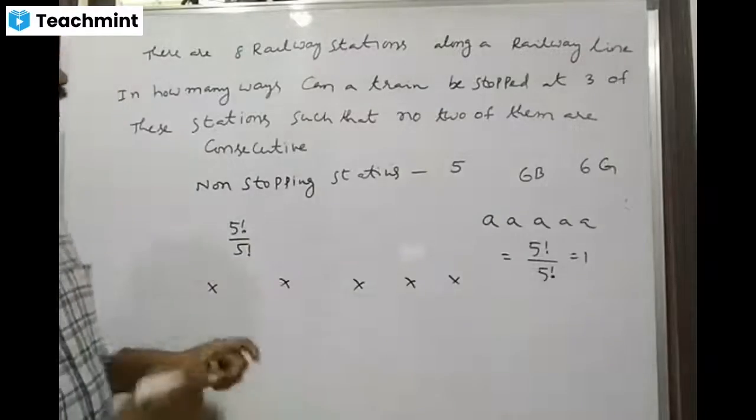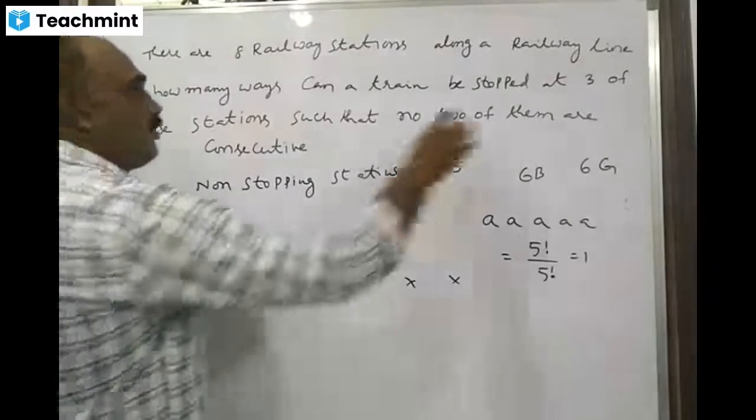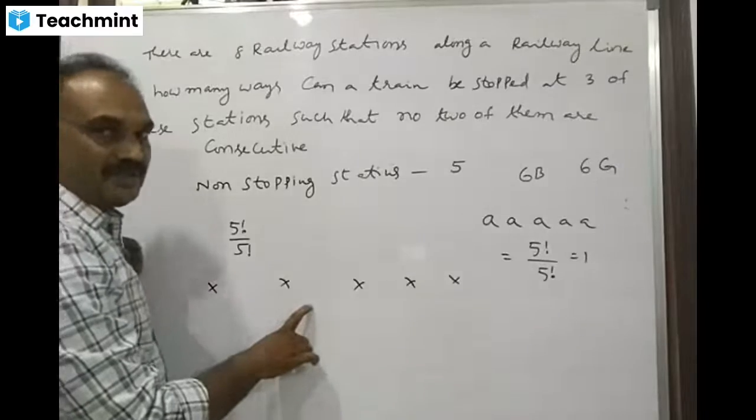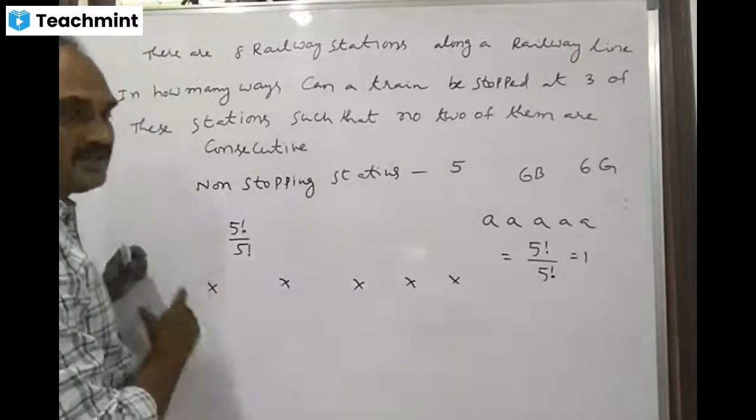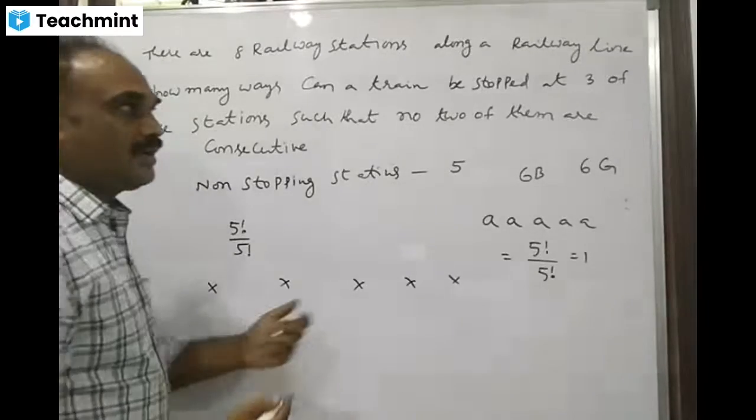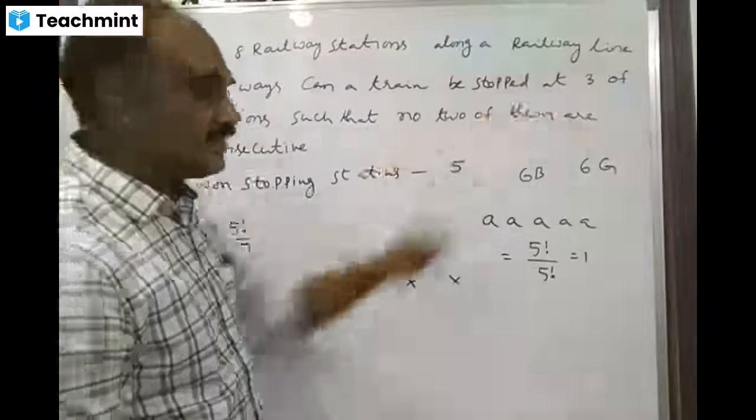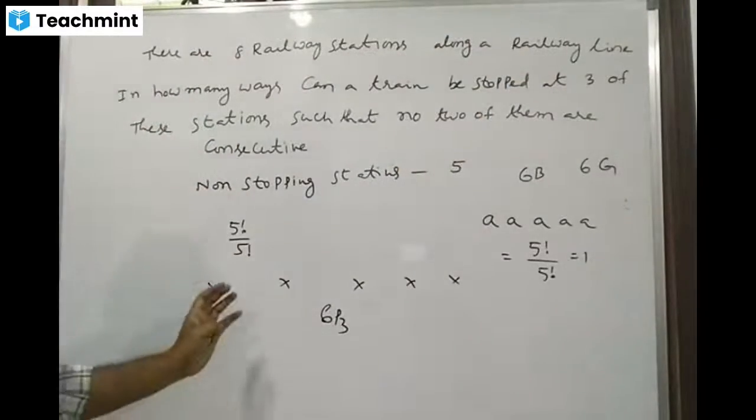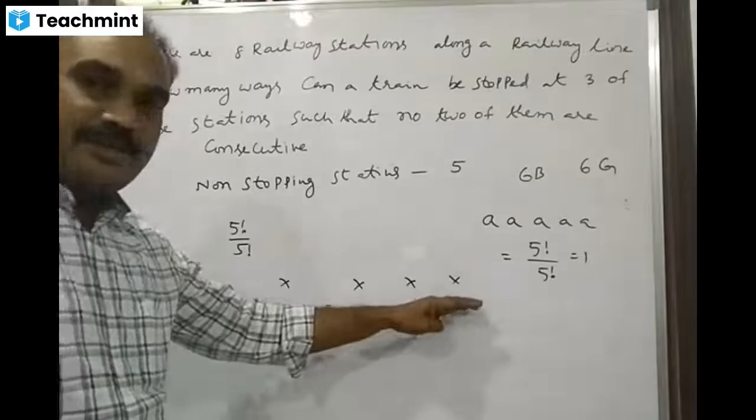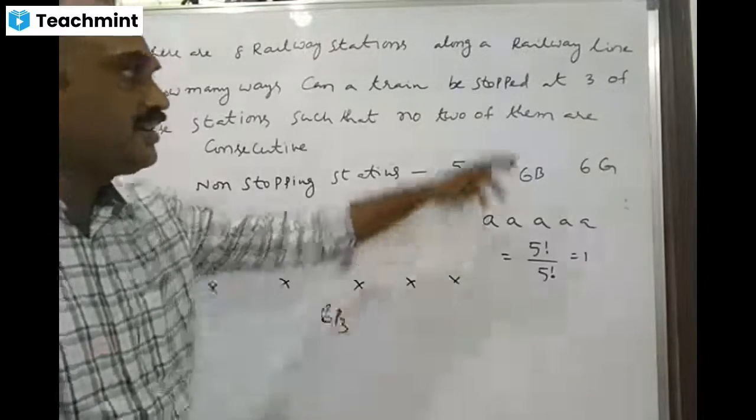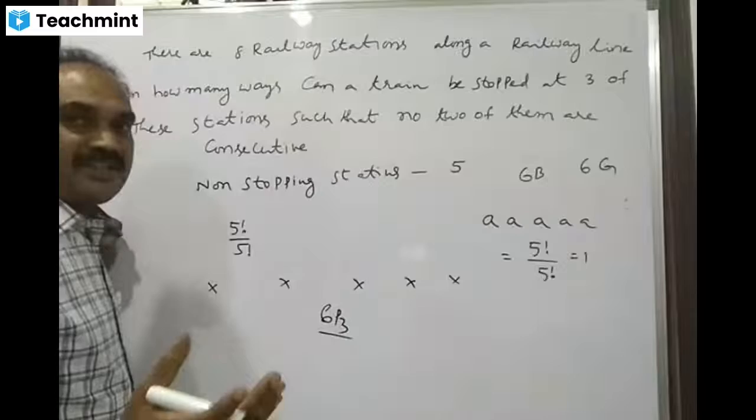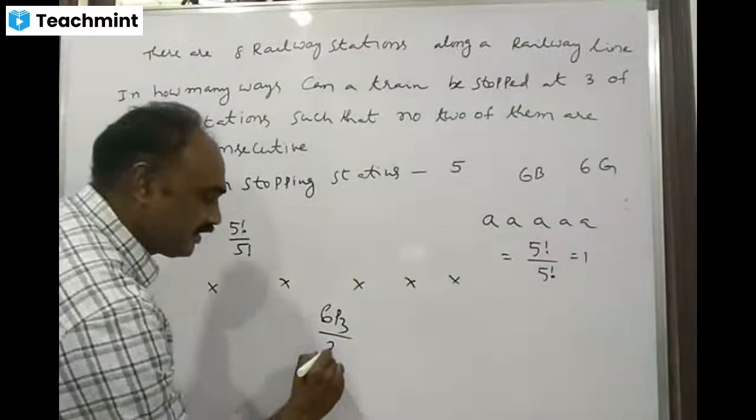So here the train can be stopped at 3 of these stations. So first arrange the 5 non-stopping stations. How many gaps here? 6 gaps. But the train stops at 3 stations. Answer: 6P3. So if you arrange 5 non-stopping stations, how many gaps come? 6 gaps. But how many stations does the train stop at? 3 stations, so 6P3, and the 3 stations are similar, so divide by 3 factorial.